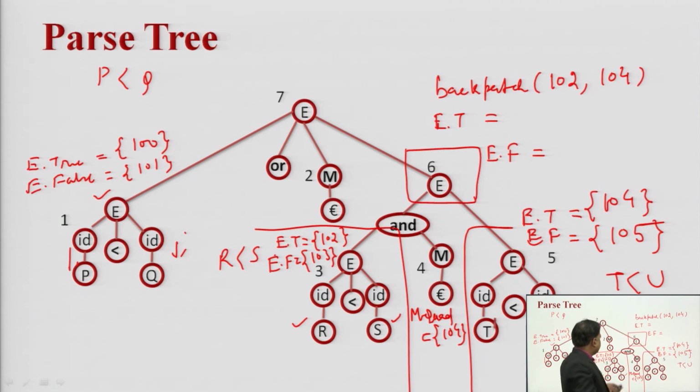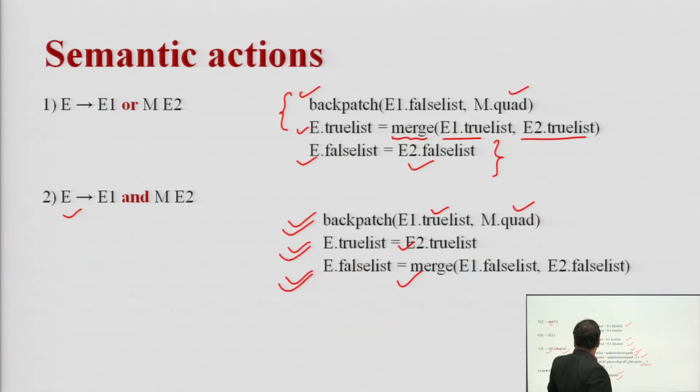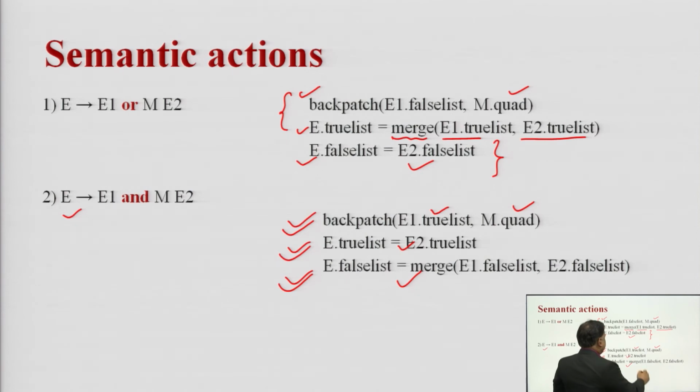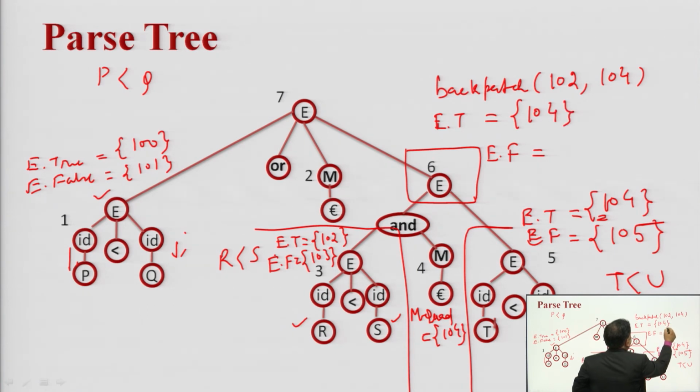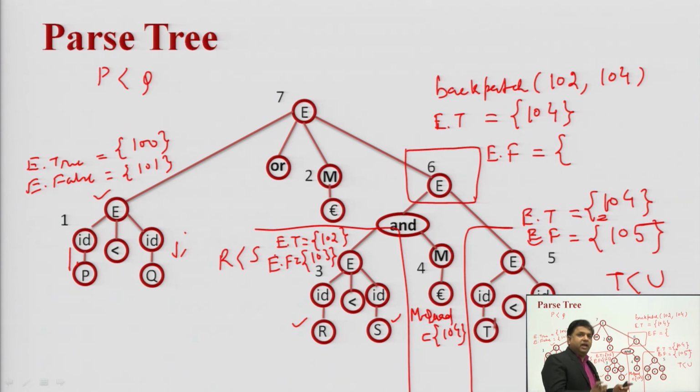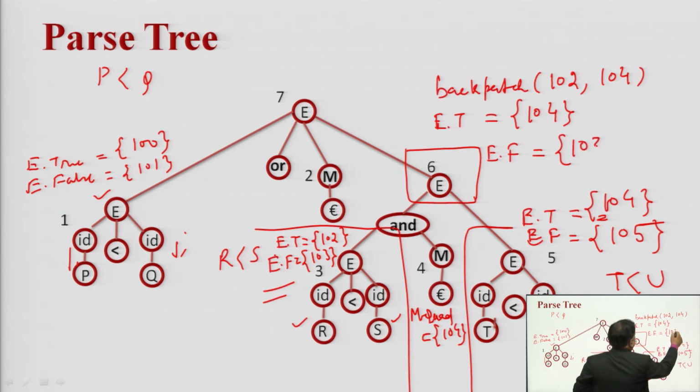So in case of AND operation, E dot true list is E2 dot true list. So let's see E2 dot true list. What is the E2? That is E2 is 104. So this is 104. And what is the E dot false list? That is the merge of E1 dot false list and E2 dot false list. So merge of E1 dot false list, that is 103, and E2 dot false list, that is 105.